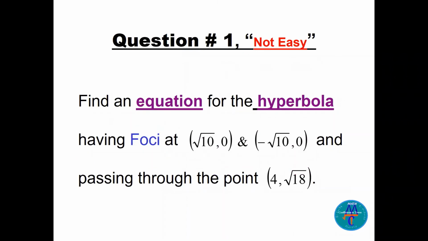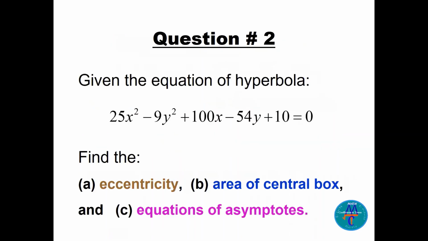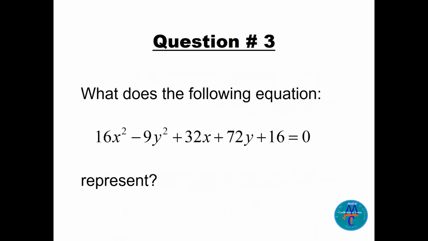There is a question number 1, not easy, but you can try and you can see the lecture 39 and 40. Find the equation of the hyperbola. We have the foci and passing through the point (4, square root of 18). Question number 2, we have the equation. You need to complete the square, find the eccentricity and the other stuff. What does the equation represent? Also complete the square, please.